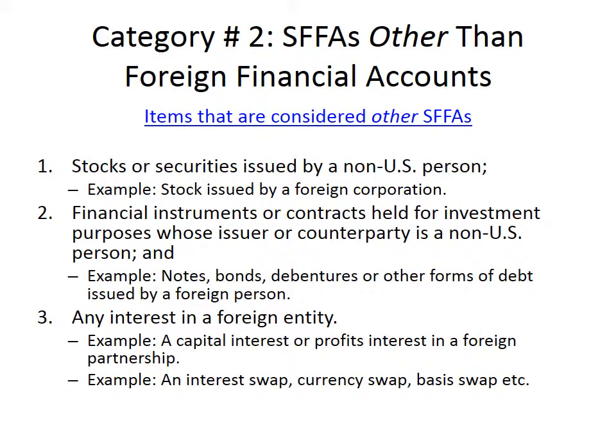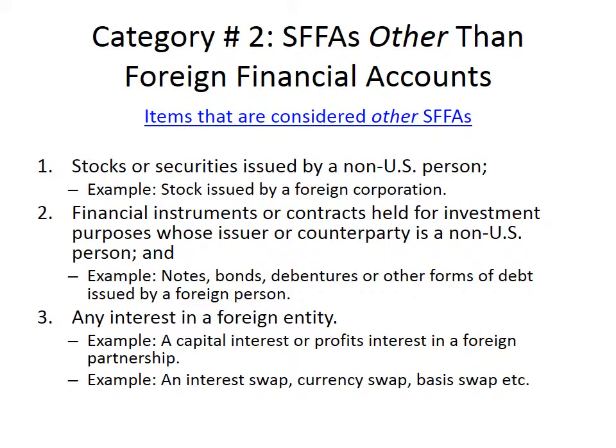Well, stock issued by a foreign corporation. Second, financial instruments or contracts held for investment purposes whose issuer or counterparty is a non-U.S. person. What are we talking about when we refer to financial instruments or contracts held for investment purposes whose issuer is a non-U.S. person? Well, we're referring to notes, bonds, debentures, or other forms of debt issued by a foreign person.